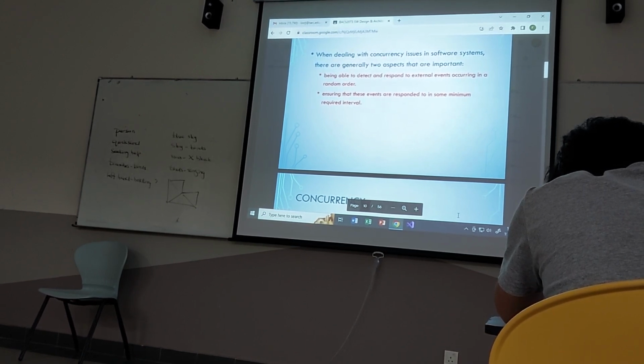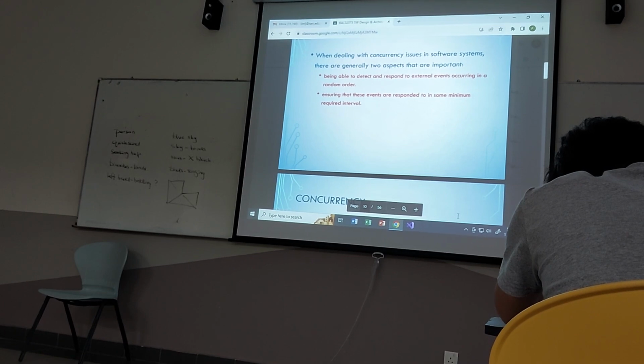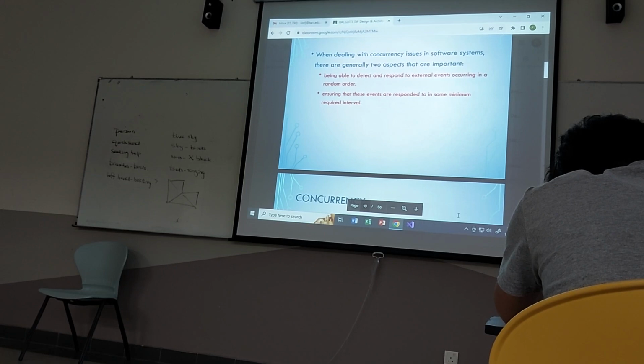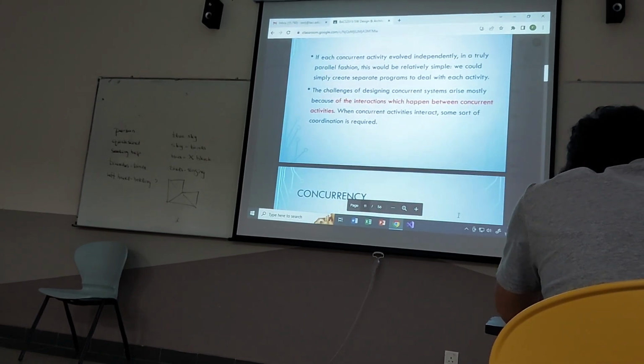Second, ensuring that the events are responded to within some minimum required interval. You should respond within a certain expected time interval, let's say for example within 1 second or within 10 seconds or whatever. Understand? So these are the two important issues of the aspect that you will consider.